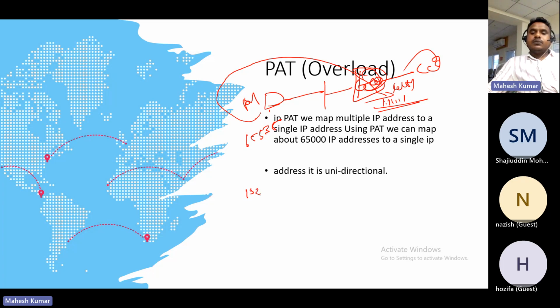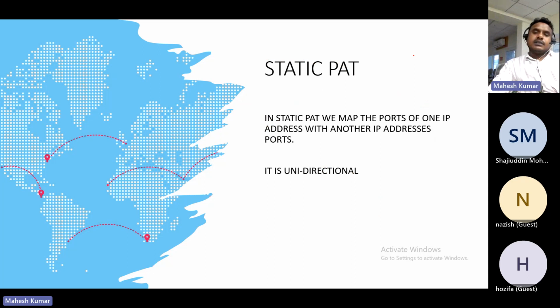Let's suppose 192.168.1.1 is our private network. It will map with 1.1.1.1, with some port number like 40, 80, 90, any kind of port number it will choose, and it will send to the outside. That is our port address translation.